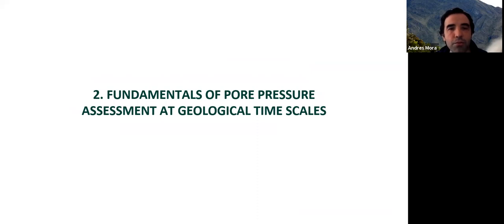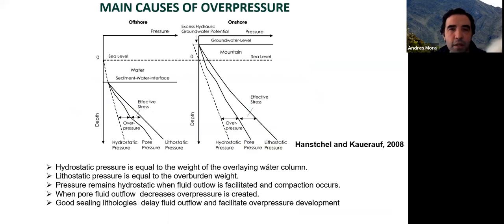Second, I'm going to speak about the fundamentals of pore pressure assessment at geological time scales. This is a figure from the book of Hantschel and Kauerauf from 2008. The dashed line is the hydrostatic pressure, which is basically equal to the weight of the overlying water column. The solid line on the right-hand side is the lithostatic pressure, which is equal to the overburden weight related to densities and porosities.